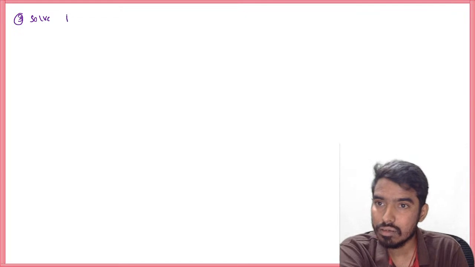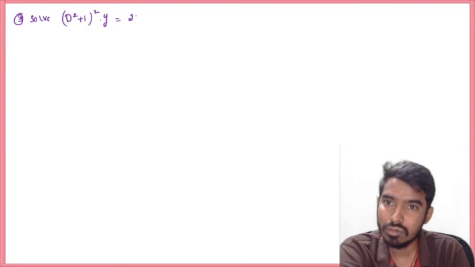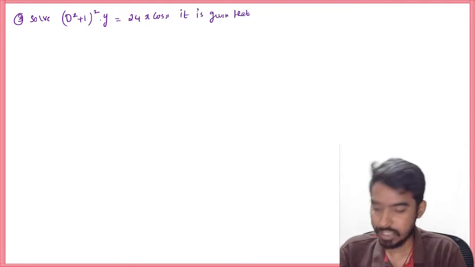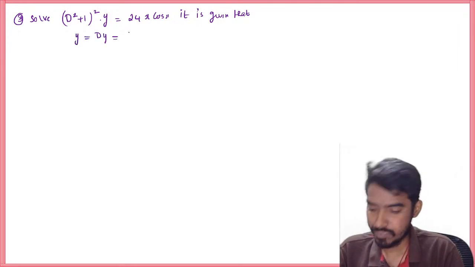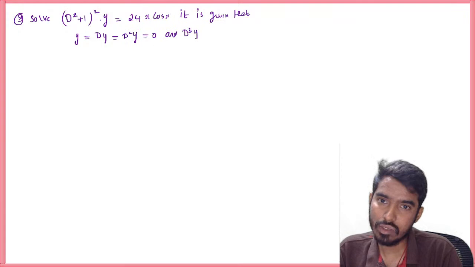To solve (d square plus 1) whole square of y is equal to 24x cos x. This is a UPSC question. It is given that y, dy, d square y is 0 and d cube y is 0 when x is 0.